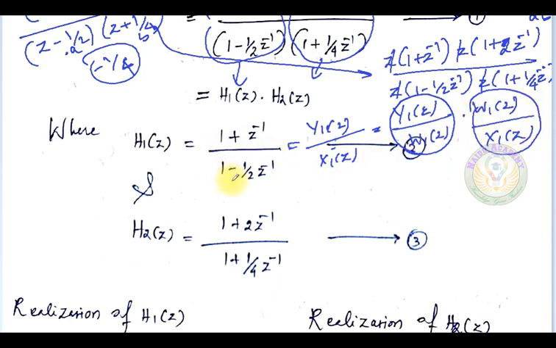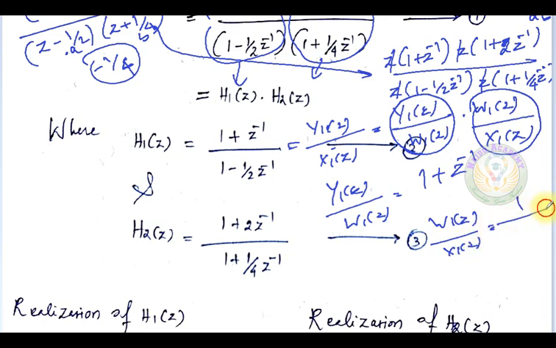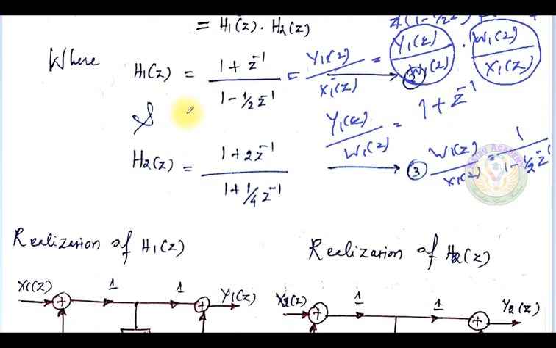So this expression can be represented using y1 of z divided by w1 of z, that is equal to 1 plus z power minus 1. This is w1 of z divided by x1 of z, that is 1 divided by 1 minus 1 by 2 z inverse. Okay, so here if we cross multiply this, y1 of z is equal to w1 of z plus z power minus 1 w1 of z.